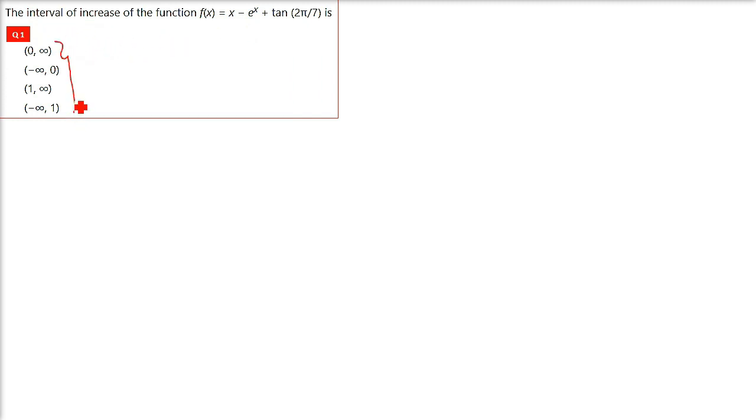by 7 is. Now in this interval, we have to find out the interval in which it is increasing. So f dash x has to be greater than 0. That is the only thing which we need to prove.